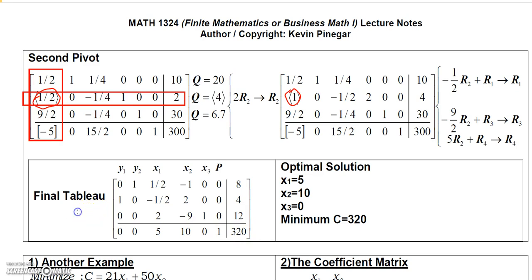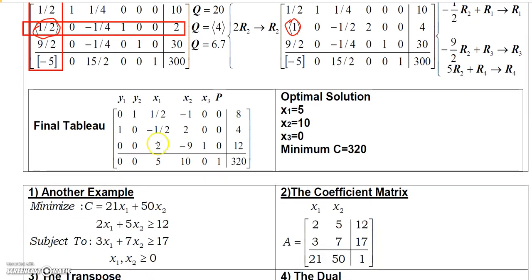So now notice in this tableau I do not have any more negatives on the bottom row, and since my solution to the dual problem would be P equals 320, then the optimal solution to the original minimization problem must be that C is also 320.